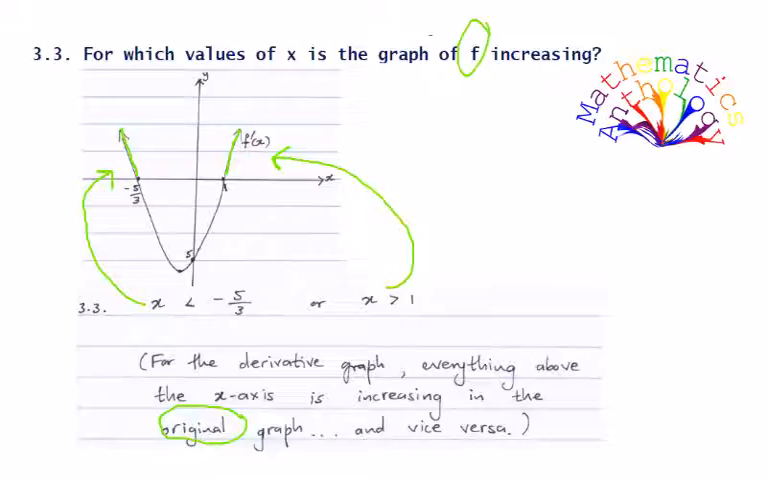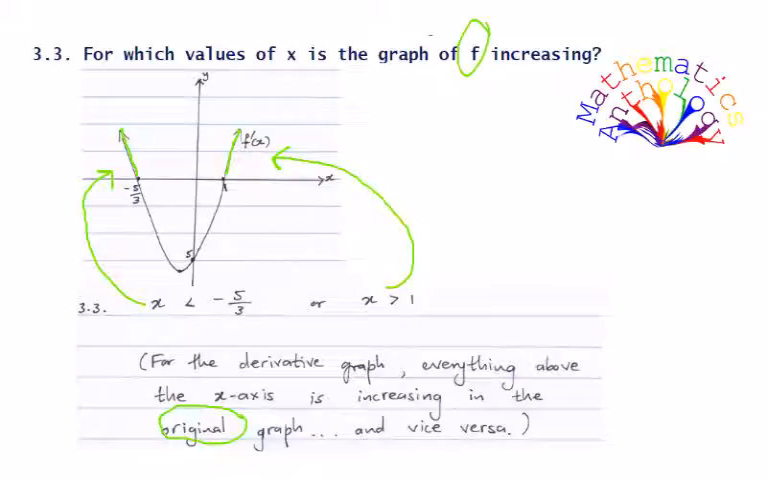Again, at the bottom there I have a note that says, for the derivative graph, everything above the x-axis is increasing in the original graph, and vice versa, which means that everything below the x-axis will be decreasing in the original graph. So they want us to find out for which values of x the graph of f is increasing.